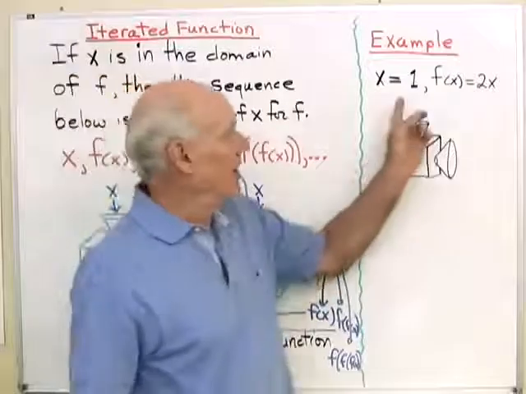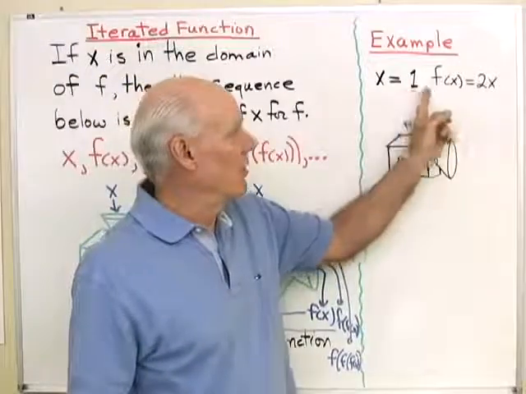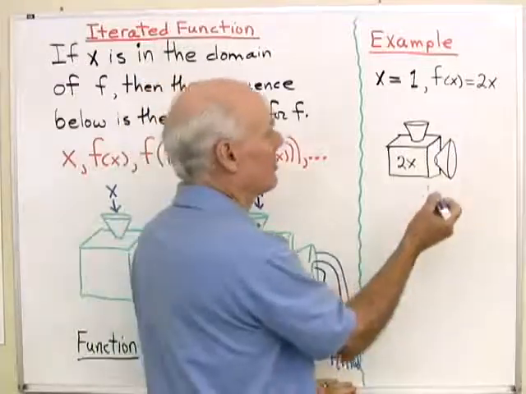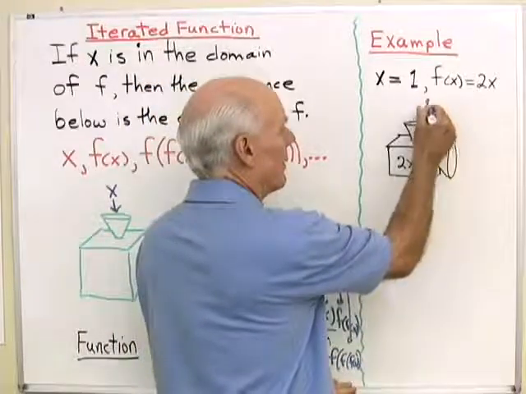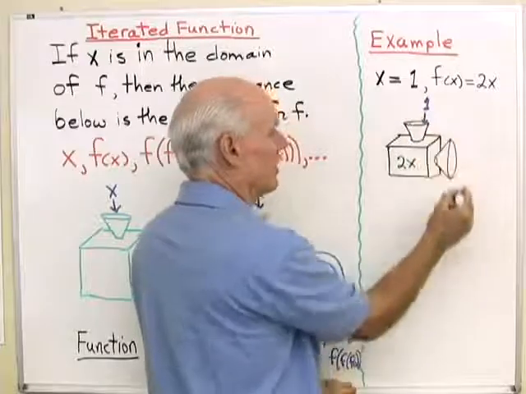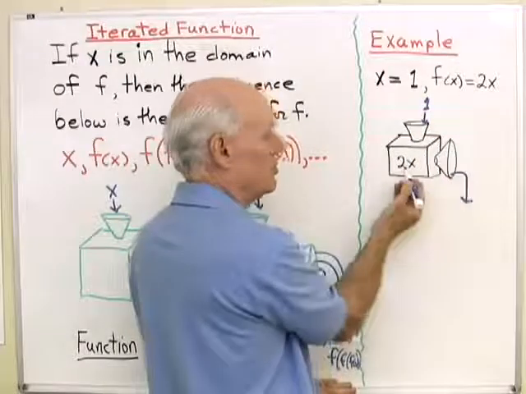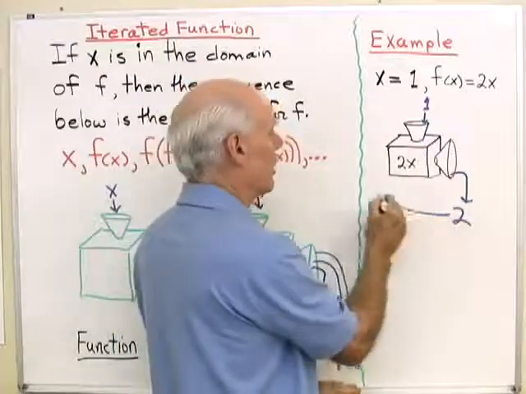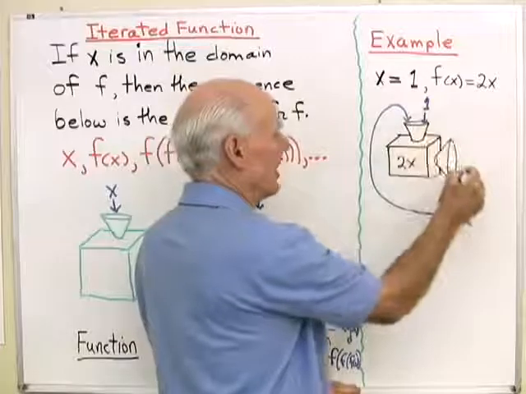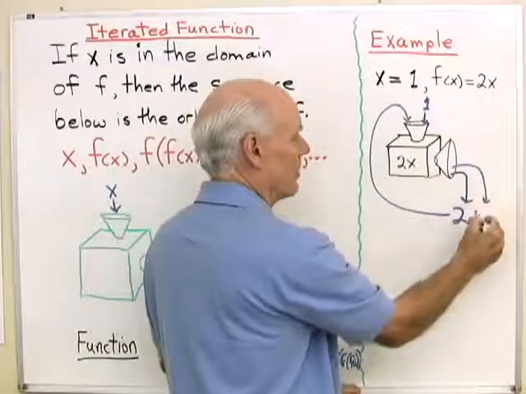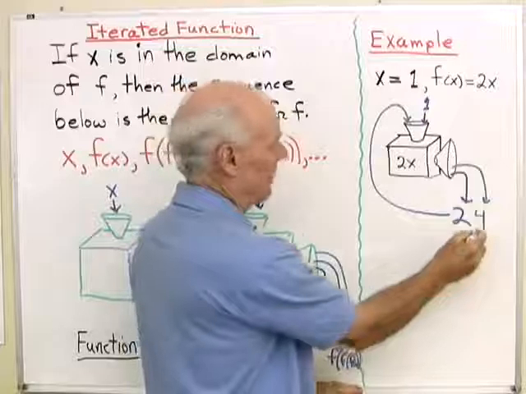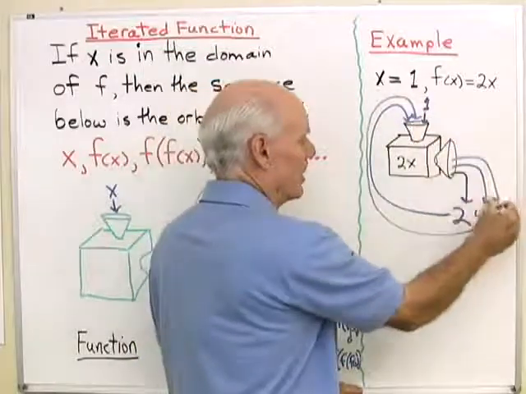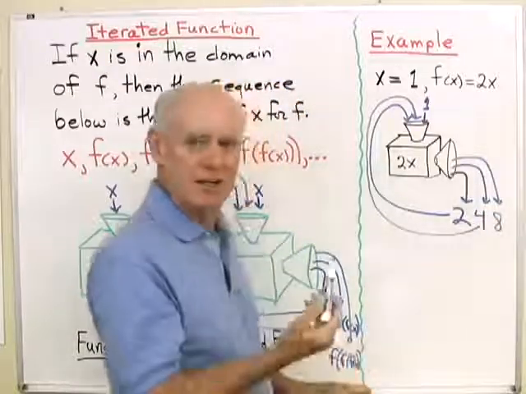Okay, so here I want to find the orbit of x equal 1 for f of x is equal to 2x. So what I'm going to do is start by dropping x equal 1 into the function, and then what comes out is going to be 2 times 1, or 2. And then I'll take that value, 2, and I'll drop it back into the function, and what's going to come out is 2 times that, which will be 4. And then I'll take that 4 and I'll drop it back into the function, and what will come out will be 2 times that, or 8, so on and so forth.